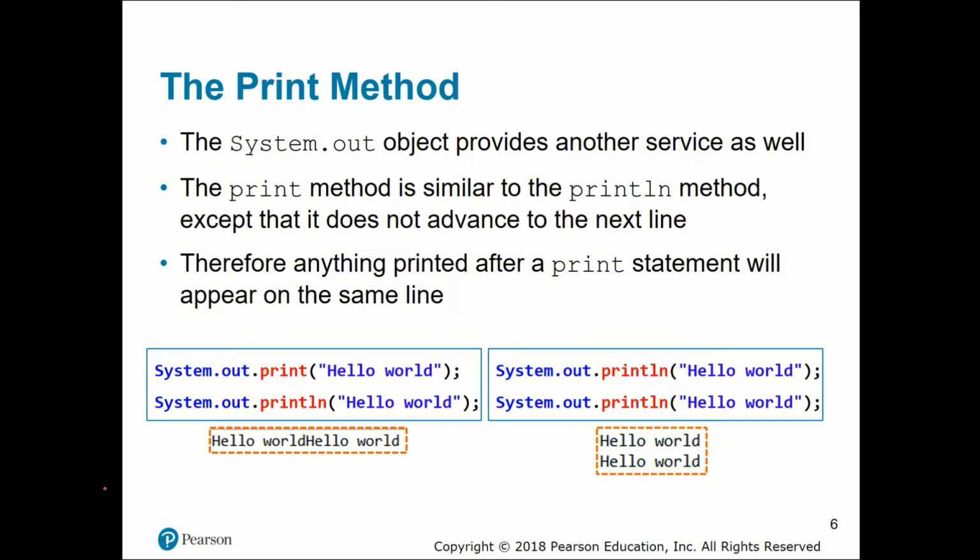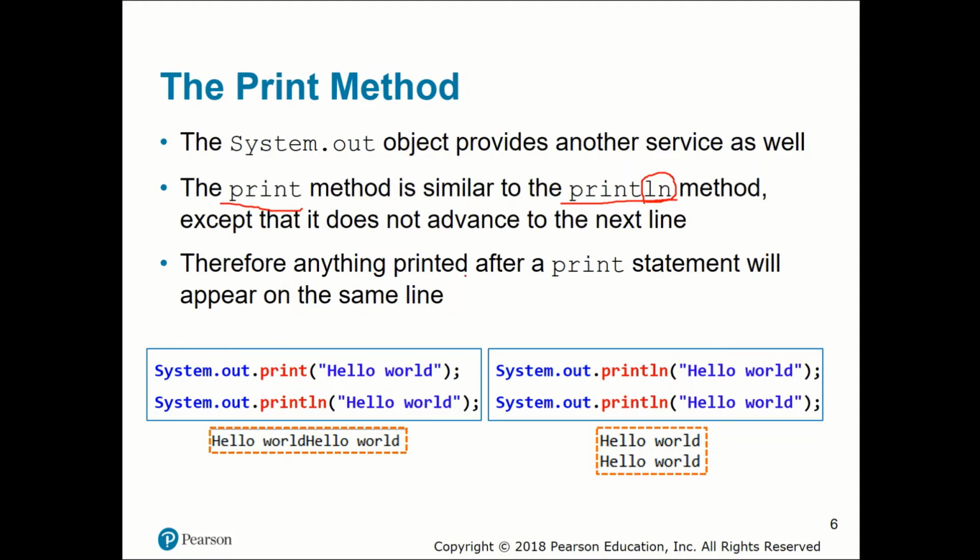There is a print method also. The System.out object provides another service as well. It is a print method. The print method is similar to the println method. But ln means enter, new line. So the print method does not advance to the next line. Therefore, anything printed after a print statement will appear on the same line.